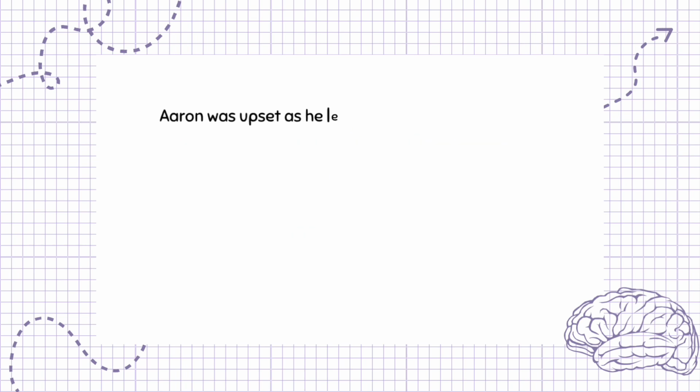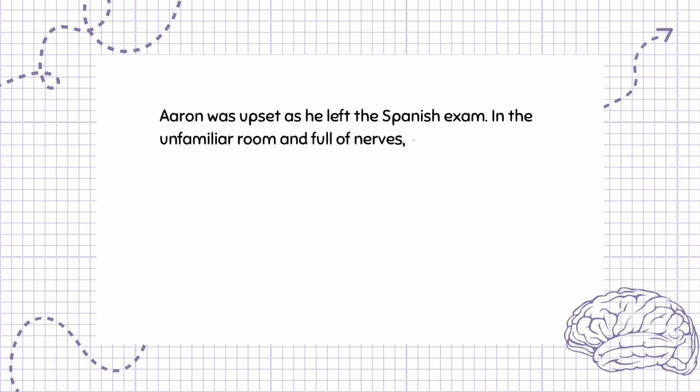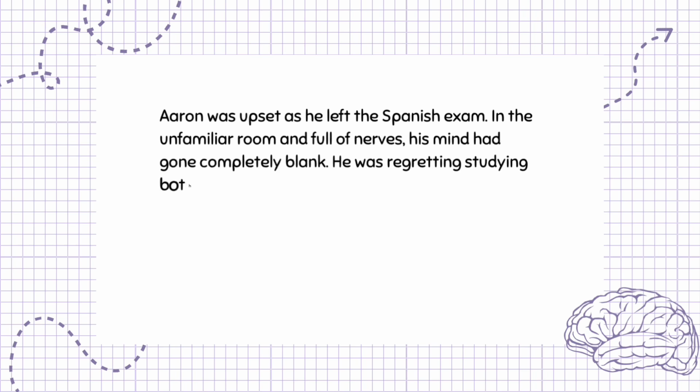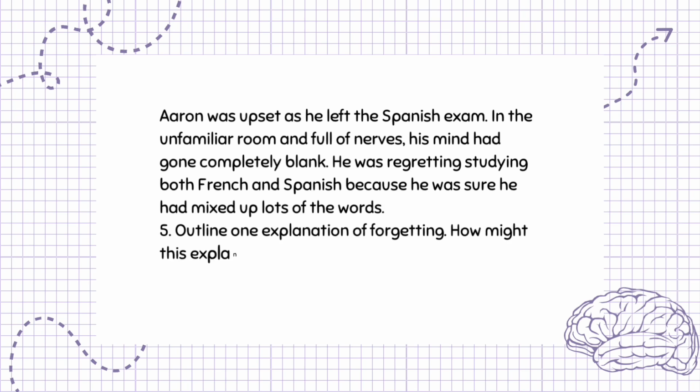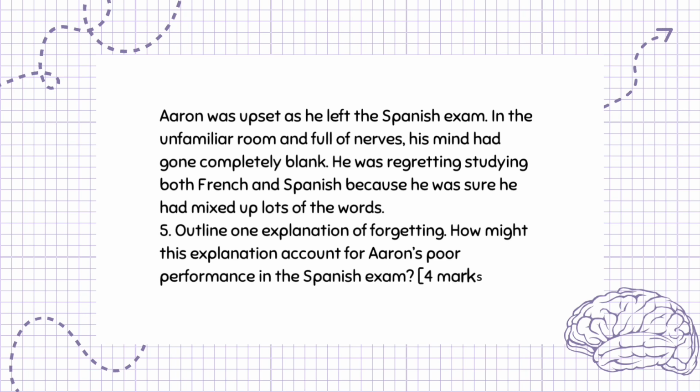Aaron was upset as he left the Spanish exam. In the unfamiliar room and full of nerves, his mind had gone completely blank. He was regretting studying both French and Spanish because he was sure he had mixed up lots of the words. Question 5. Outline one explanation of forgetting. How might this explanation account for Aaron's poor performance in the Spanish exam? 4 marks.